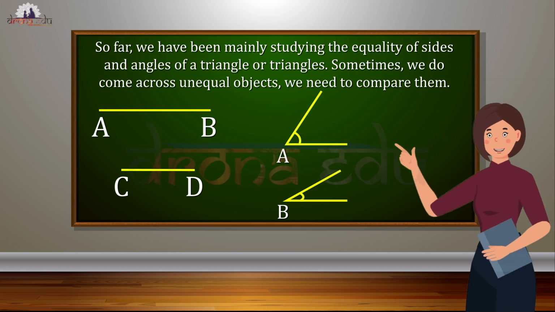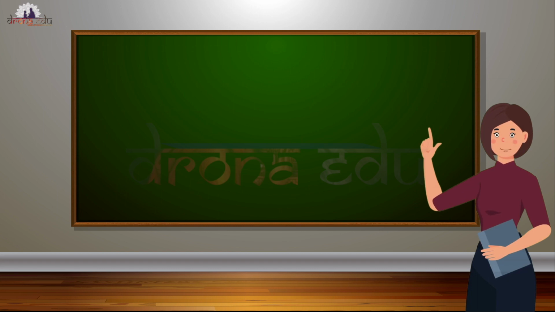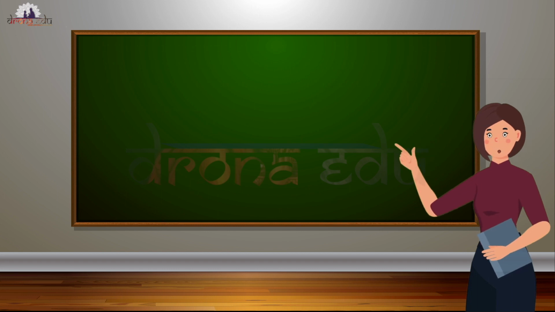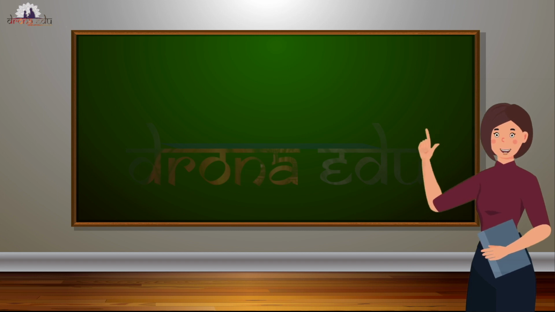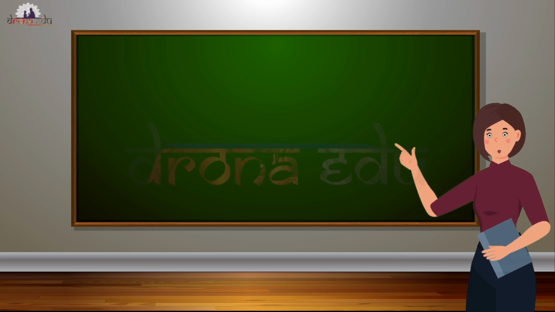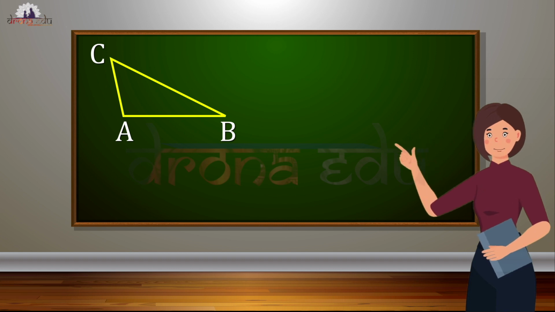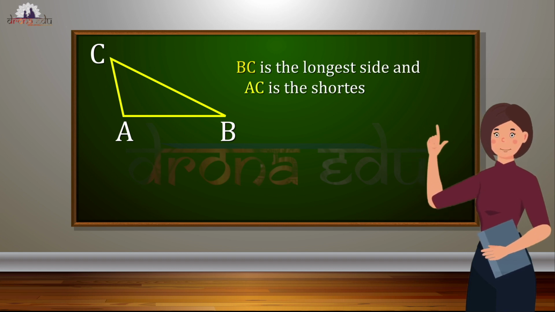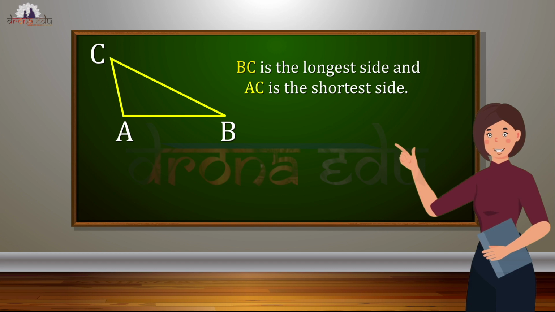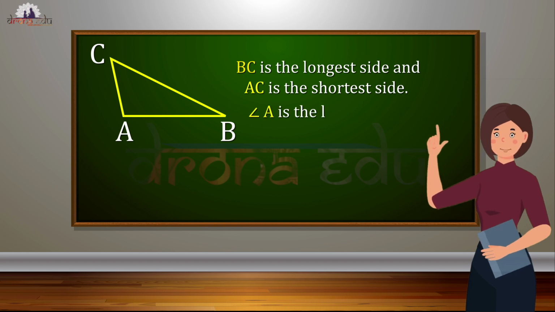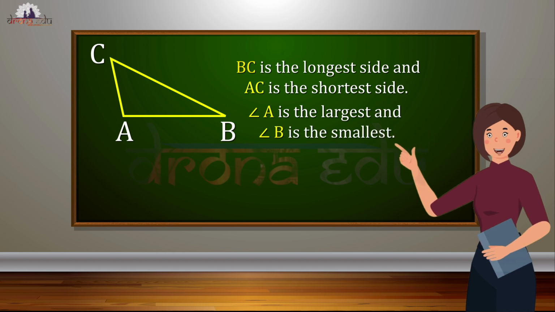Okay, so likewise, now let us examine whether there is any relation between the unequal sides and unequal angles of the triangle. So for that, I'm going to construct the scalene triangle. So we know that in the scalene triangle all the sides will be of different lengths. So now if you observe the length of the sides here in this triangle ABC, you can observe that BC is the longest side, right? And AC is the shortest side. And if you observe, even angle A is the larger and angle B is the smallest.